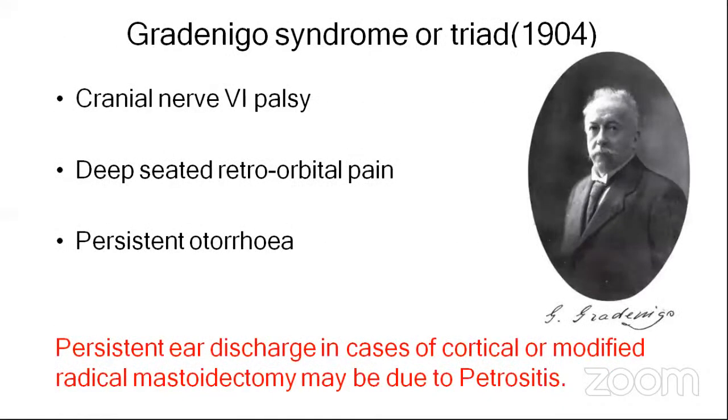Now, Gradenigo syndrome is very important. It is a triad that consists of cranial nerve 6 palsy, that is lateral rectus palsy, deep-seated retroorbital pain, and persistent otorrhea. So persistent ear discharge after a cortical or modified radical mastoidectomy may be due to petrositis also.